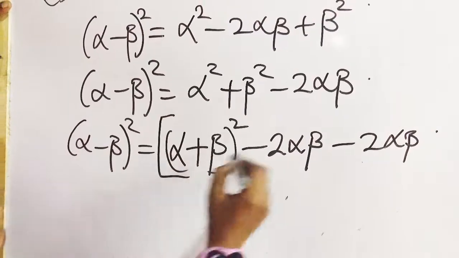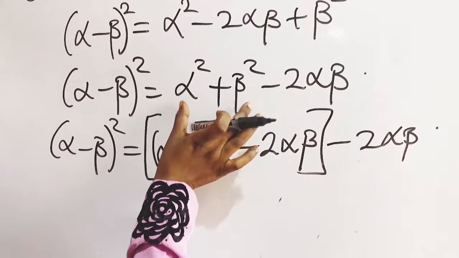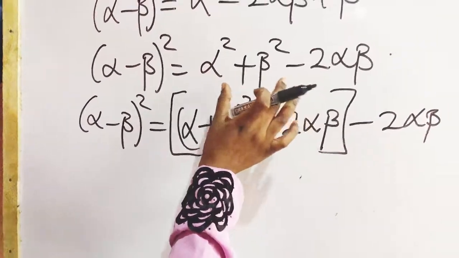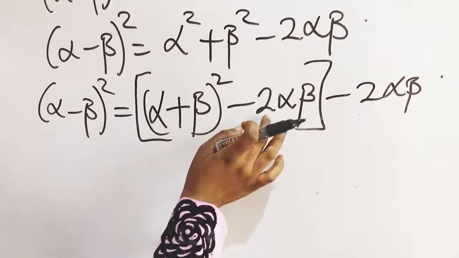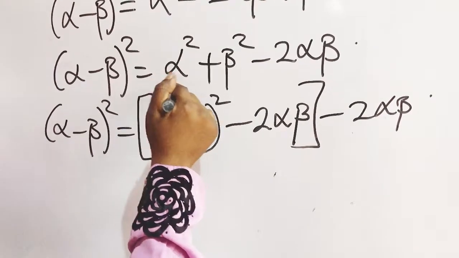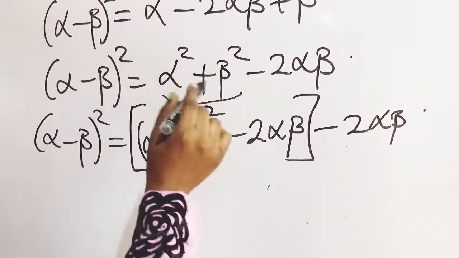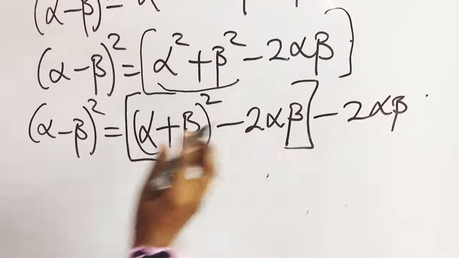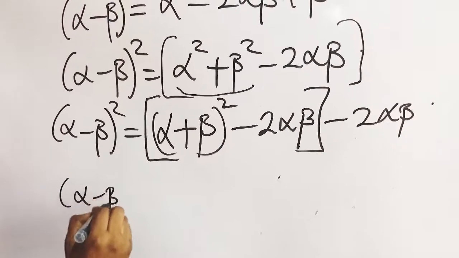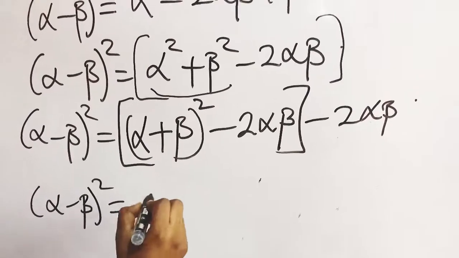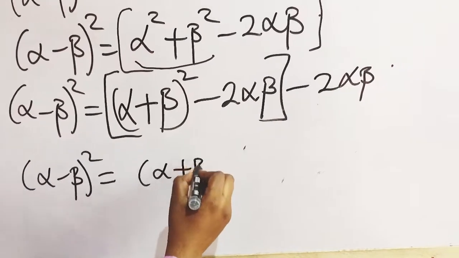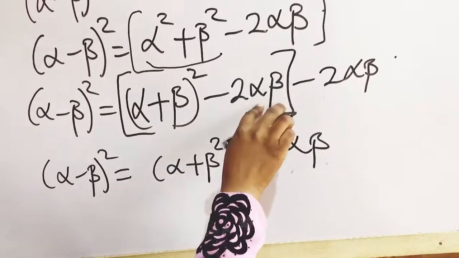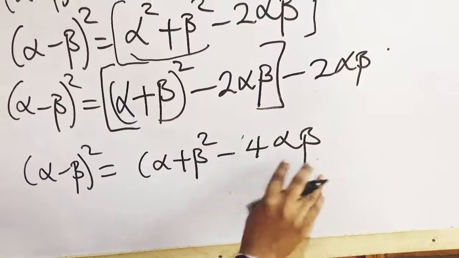So what I did is that I just expanded this alpha squared plus beta squared. We have gotten it the other time, alpha plus beta squared minus 2 alpha beta. So I substituted the value of alpha squared plus beta squared inside the whole of this alpha squared plus beta squared minus 2 alpha beta. So alpha minus beta squared is equal to alpha plus beta squared minus 4 alpha beta. That is minus 2 alpha beta minus 2 alpha beta is equal to minus 4 alpha beta.